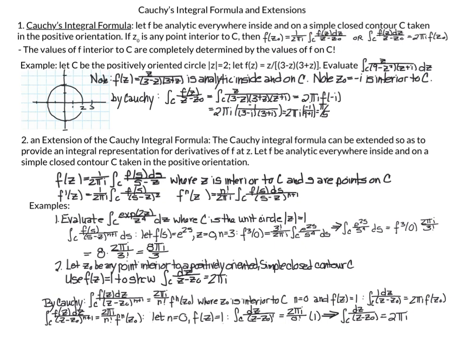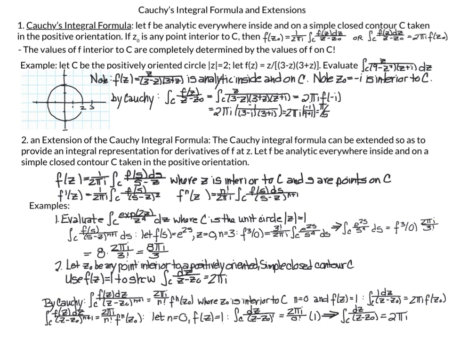In our video, we will work through this example. Let C be the positively oriented circle, absolute value of z equals 2. So here is our circle of radius 2. Let f of z equal z divided by (z minus 3)(z plus 3). Then we want to evaluate the closed contour integral of z over (9 minus z squared)(z plus i) dz.